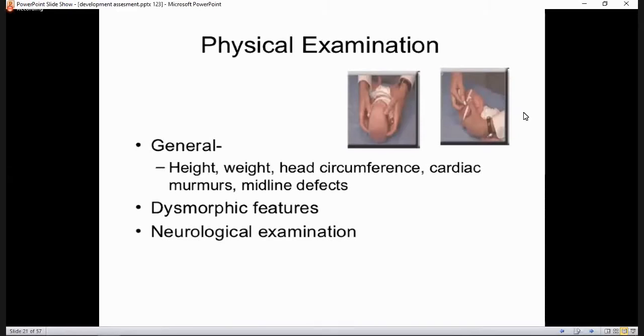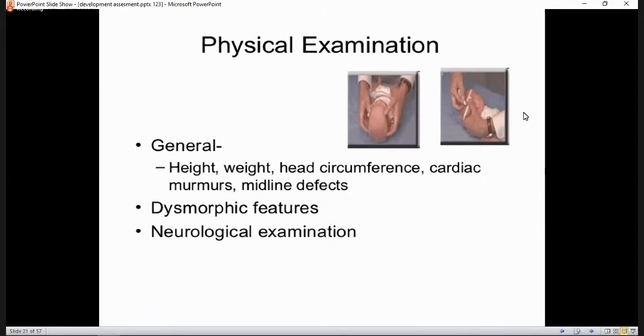Then you go for the vitals. Suppose you see a child with Down syndrome, you will note a depressed nasal bridge, hypotonia, round face, low set ears, and many features. Then you make a diagnosis. So for these children, like in Down syndrome, you will say that they are high risk patients, and they should be assessed for development.